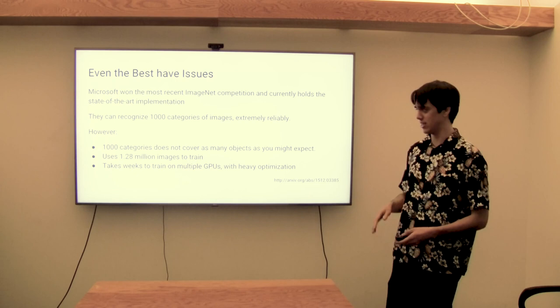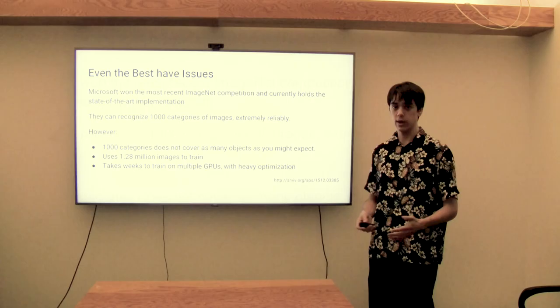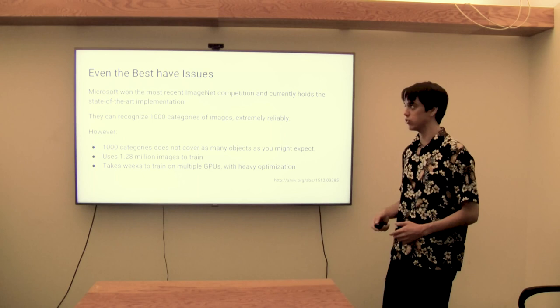It takes thousands of images per category for the neural nets to learn them, which means the total number of images you need to train for the ImageNet competition is over 1 million. And so this leads to very long training times. Even with all the heavy optimizations that Ishwarya was telling us about, like how efficient convolution is, it still takes weeks to train on multiple parallel GPUs working together to train the net.